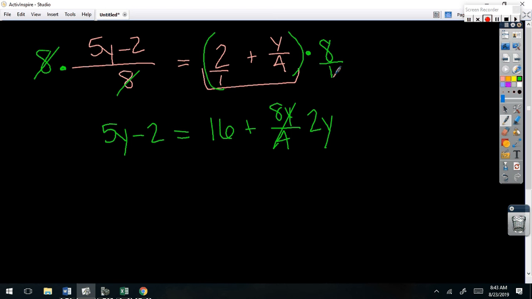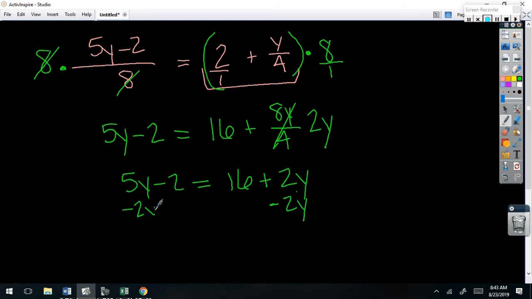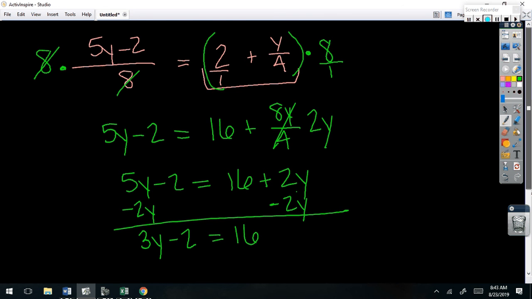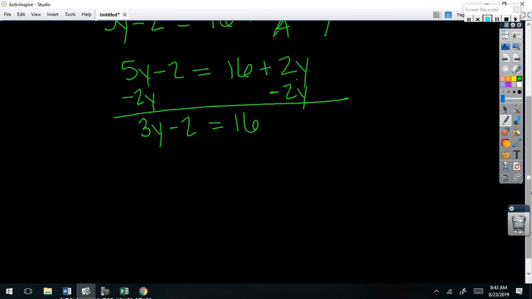All right. So now I have 5y minus 2 equals 16 plus 2y. What can I do? Subtract the 2y. Get your variables together. So I have 3y minus 2. Easy. This is a two-step equation now, right? Add 2.